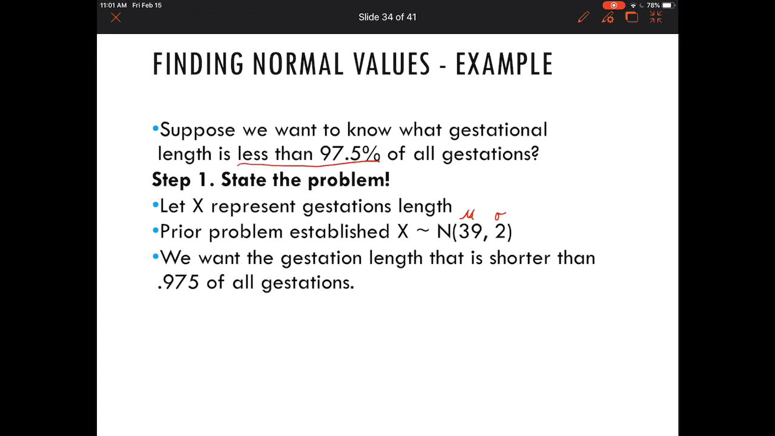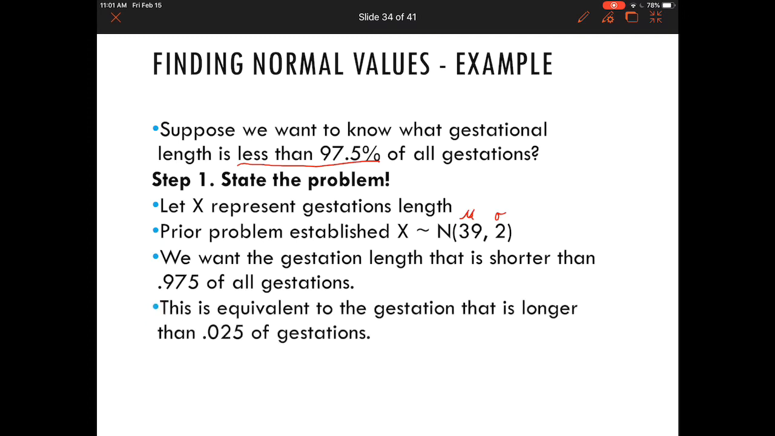That means that we're looking for the bottom 2.5% of all gestational lengths, meaning it's the very end tail of what we're looking for, because 97.5% of all gestational lengths will be greater than this value here. So this is equivalent to the gestational length that's longer than 0.025 of all gestations.